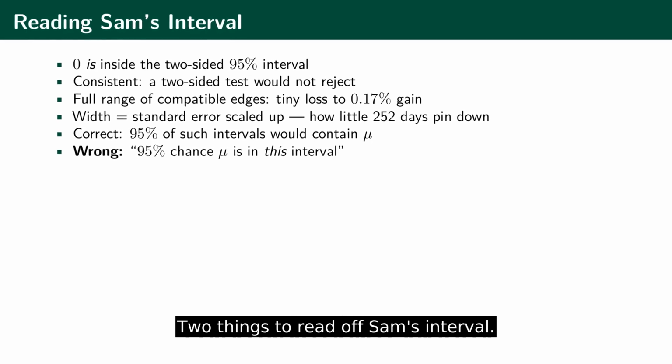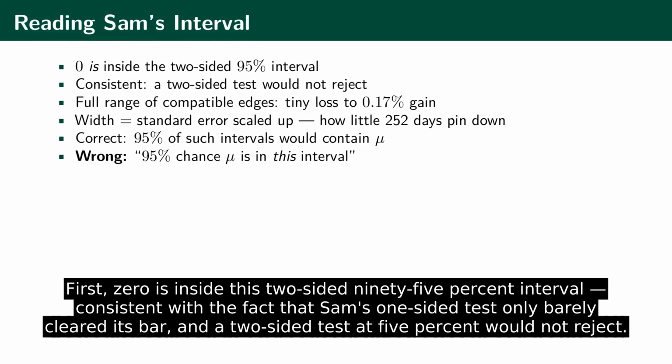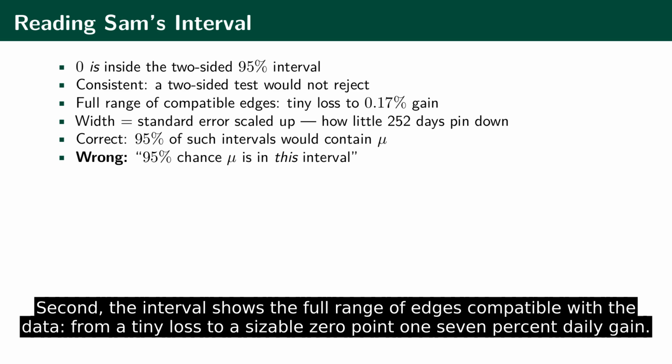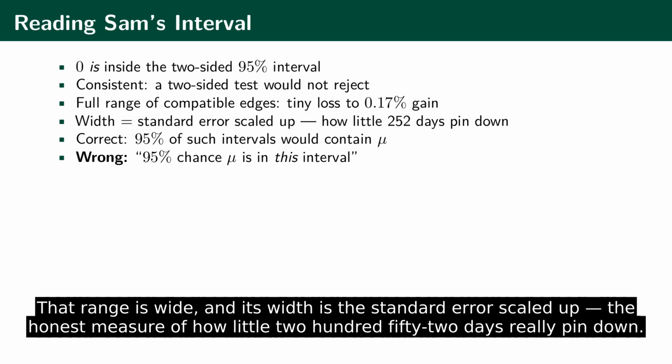Two things to read off Sam's interval. First, 0 is inside this two-sided 95% interval, consistent with the fact that Sam's one-sided test only barely cleared its bar and a two-sided test at 5% would not reject. Second, the interval shows the full range of edges compatible with the data, from a tiny loss to a sizable 0.17% daily gain. That range is wide, and its width is the standard error scaled up, the honest measure of how little 252 days really pin down.